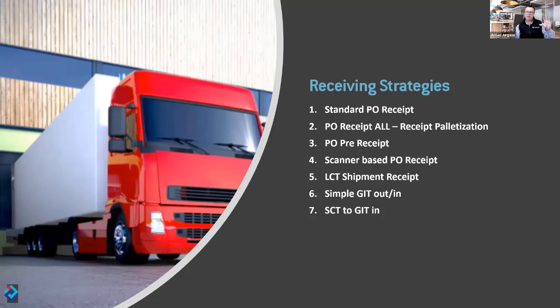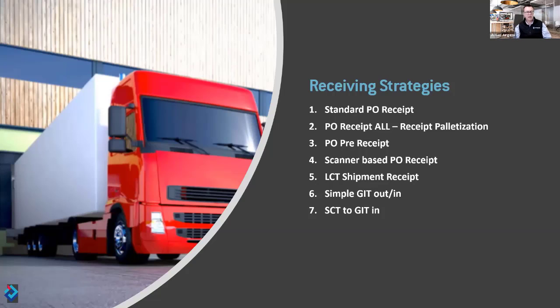We'll look at a function within the software called PO pre-receipt, where you actually receive the goods onto the floor, pre-scan them, and then bring them into the software. We'll look at a very simplistic scanner-based PO receipt, which works very well, but only in certain environments, and we'll explain what those environments are. We'll then look at the LCT side, so landed cost tracking, and how we deal with landed cost tracking shipments. There's a number of different strategies there. We'll briefly talk through those.